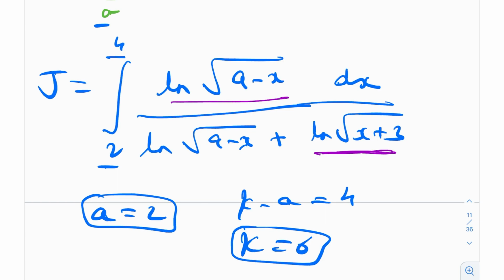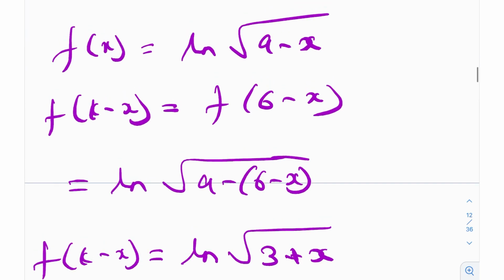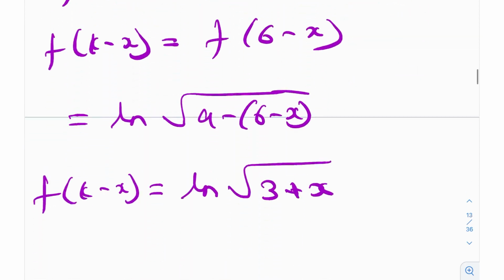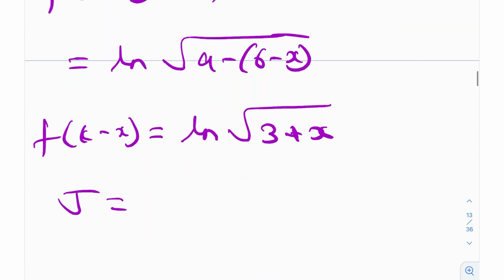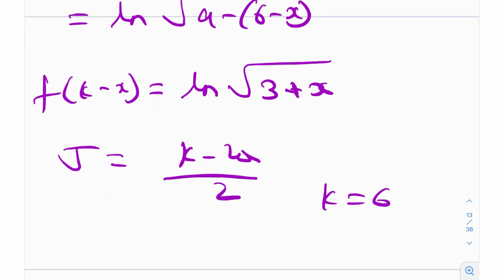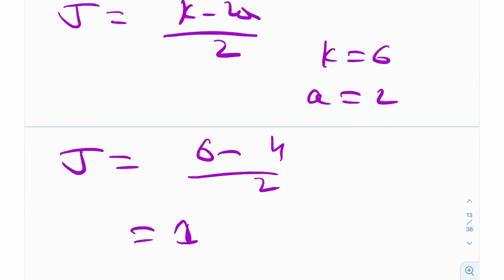So this is f of x, this is f of x, and this is f of k minus x. So it is basically the form of I, right? J is basically just I with f of x as ln square root of 9 minus x, and we know the limits as well, right? So the value of J will be nothing but (k minus 2a) by 2, with k as 6 and a as 2. So J effectively becomes (6 minus 4) divided by 2, which is 1. So the value of this integral happens to be 1.